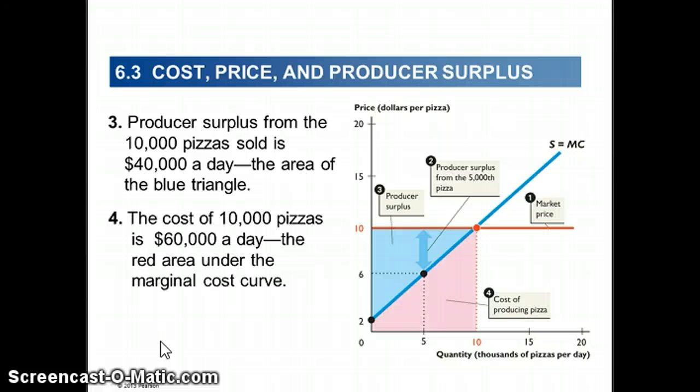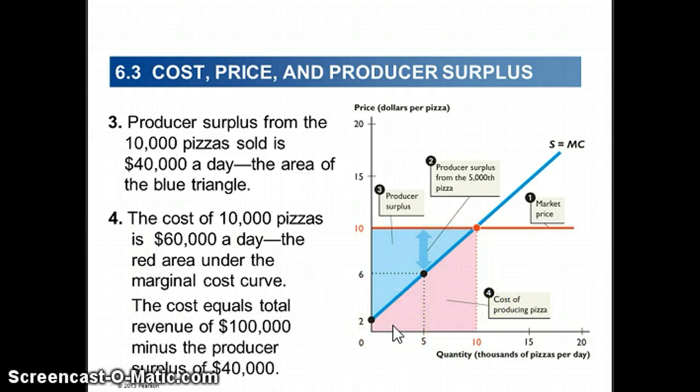The cost of 10,000 pizzas is 60,000 a day, the area under the marginal cost curve. That equals the total revenue, 10 times 10,000 for 100,000, minus the producer surplus, the green triangle. If we subtract that, we get $60,000 a day.